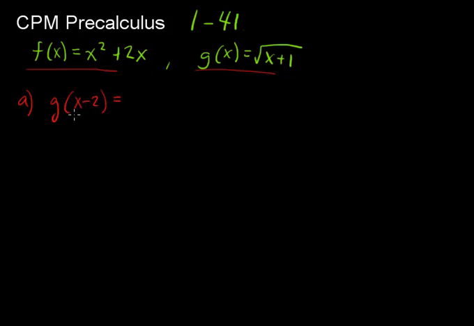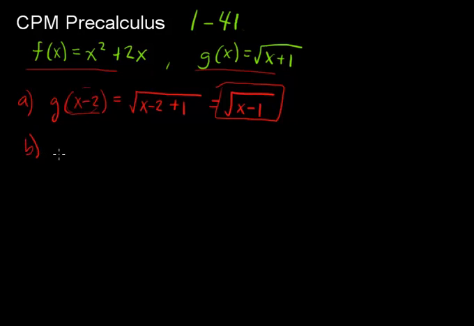So when we're given a function with an input other than x, we need to modify what that function is, because we know g of x is square root of x plus 1, but g now of x minus 2, instead of x, we replace the x with x minus 2, and we still have that plus 1. And then we just simplify this, and we get square root of x minus 1, because minus 2 plus 1 becomes minus 1. Okay?